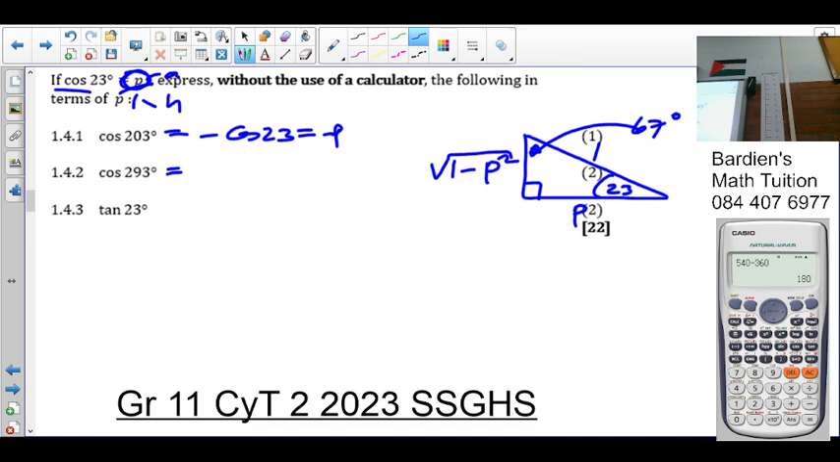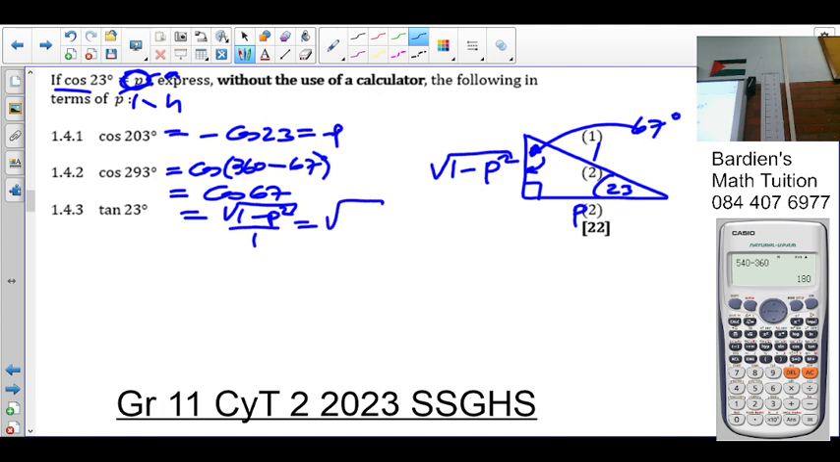Which quadrant? 293 is in which quadrant? Fourth quadrant. How do you get in the fourth quadrant? 360 minus. So that will be cos of 360 minus 67, which is positive cos 67, not so? So cos of 67, cos is adjacent over hypotenuse. So it's going to be the square root of 1 minus p squared over 1, which is the square root of 1 minus p squared. Do you guys understand?